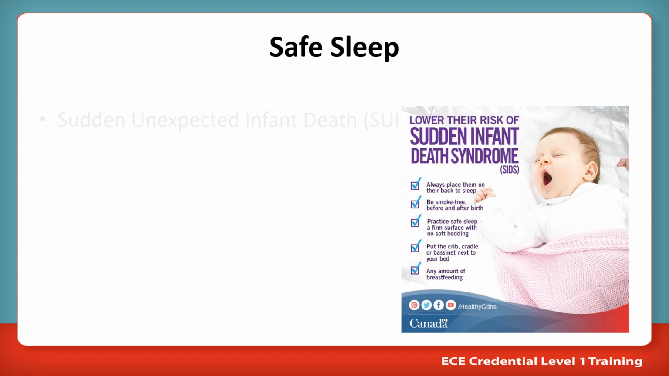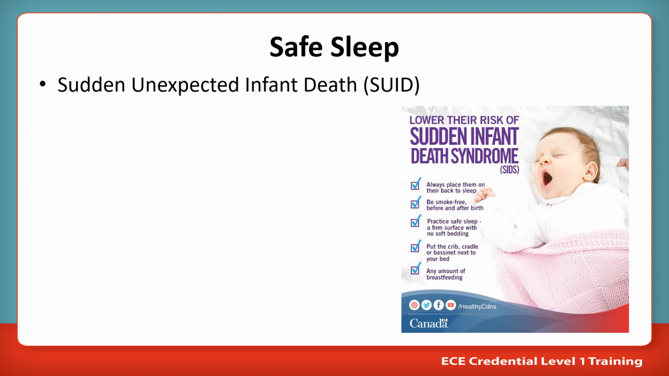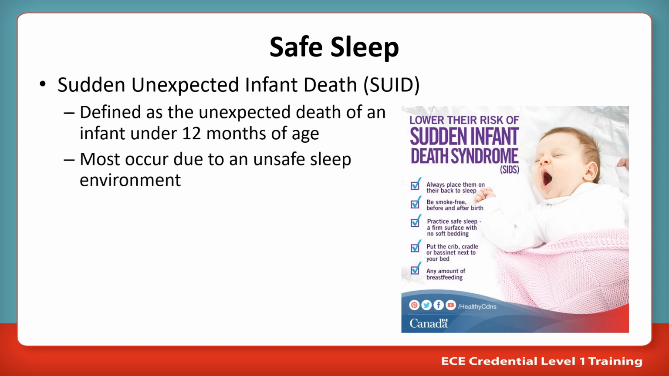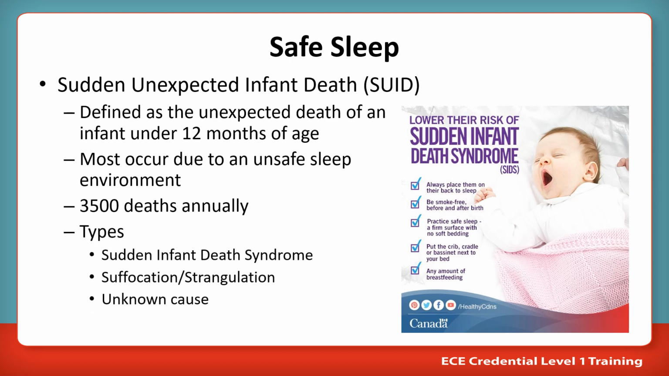The next slide continues safe sleep, and it talks about sudden unexpected infant death syndrome. This is defined as the unexpected death of an infant under 12 months of age. Most of these deaths occur due to unsafe sleep environments. There are actually about 3,500 deaths annually attributed to SUID. Types of sudden unexpected infant death include sudden infant death syndrome, suffocation or strangulation, and unknown cause.